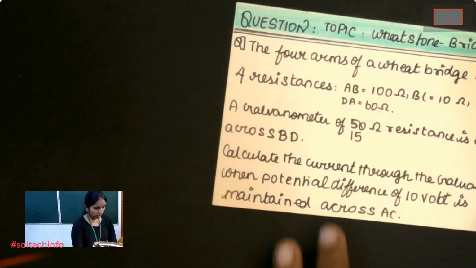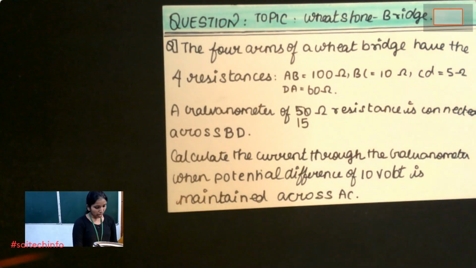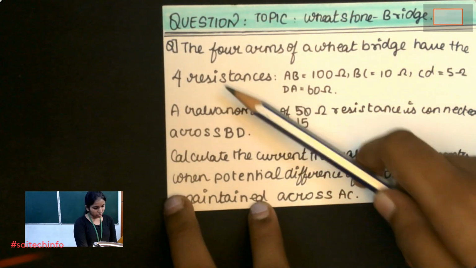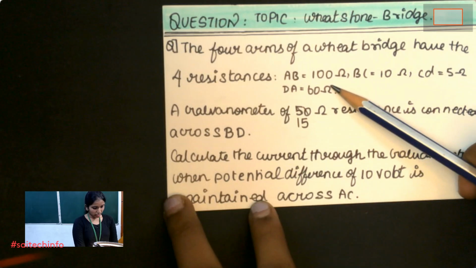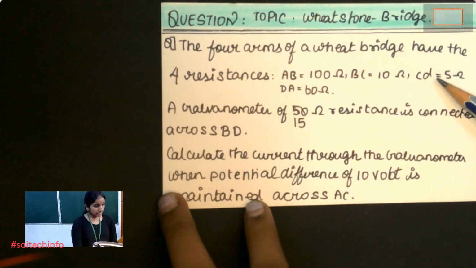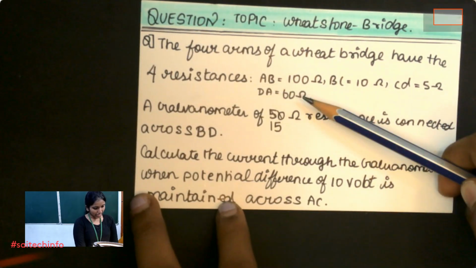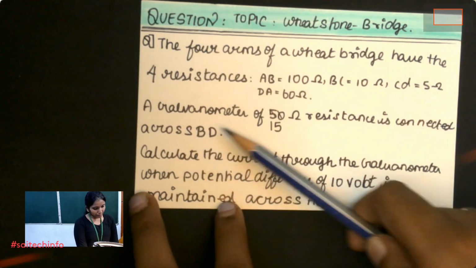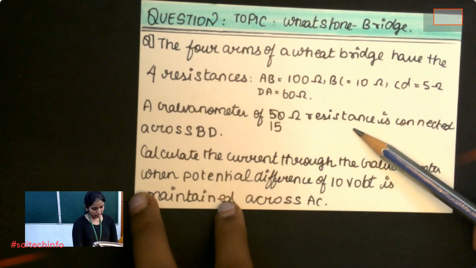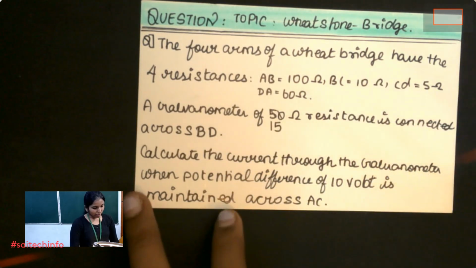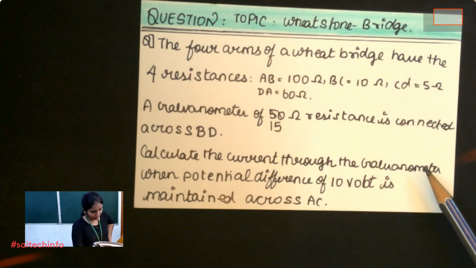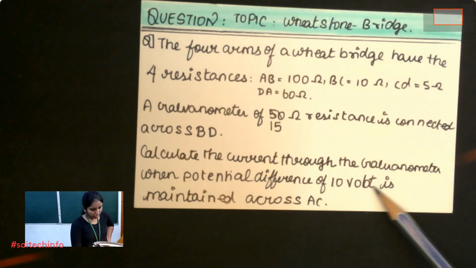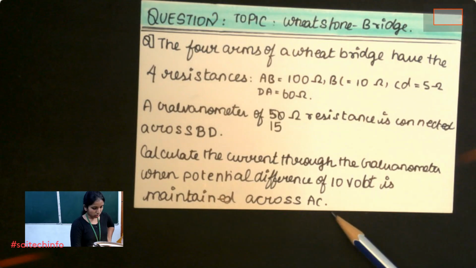Then we have a sum here. The four arms of a Wheatstone bridge have four resistances. AB is equal to 100 ohm, BC is equal to 10 ohm, CD is equal to 5 ohm and DA is equal to 60 ohm. The galvanometer of 15 ohm resistance is connected across BD. We have to calculate the current through the galvanometer when a potential difference of 10 volt is maintained across AC.